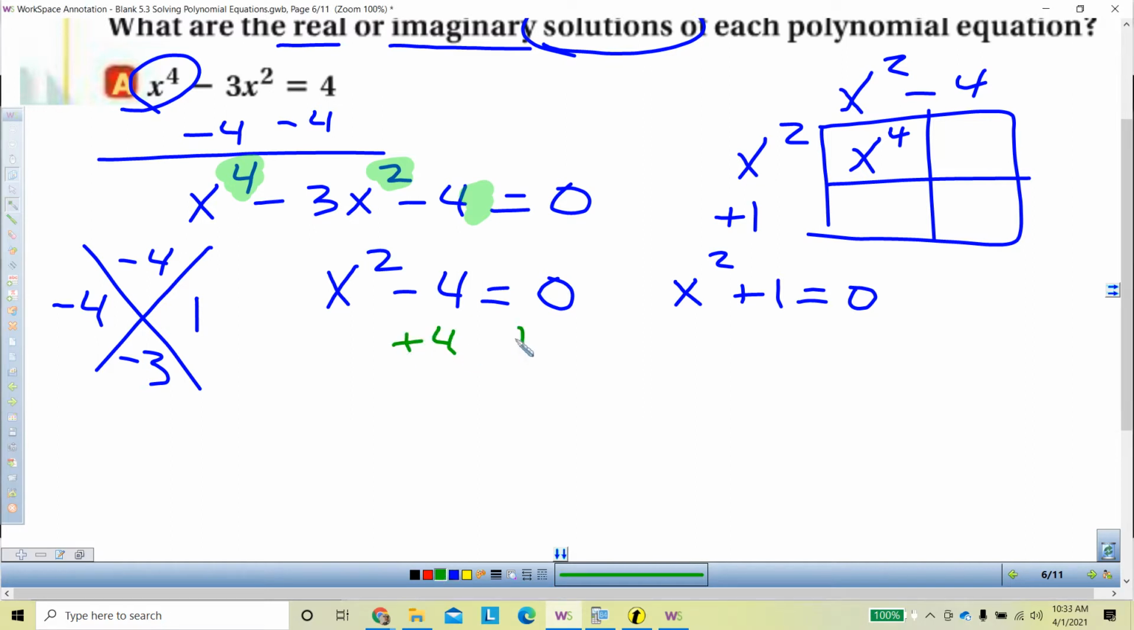We're going to have 4 and negative 1. As soon as you see a negative on the right side, you know you're going to have imaginary.